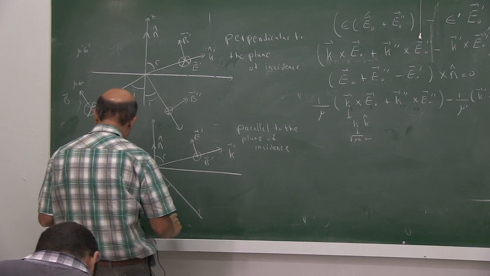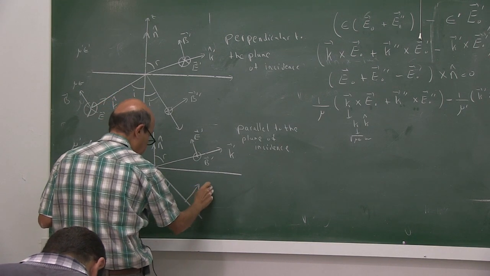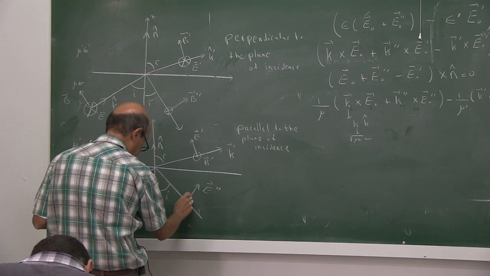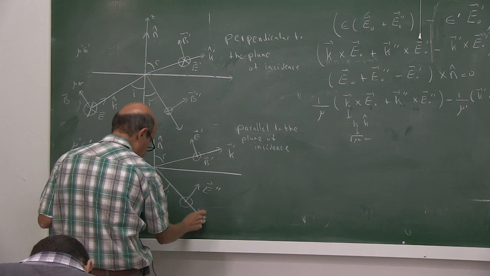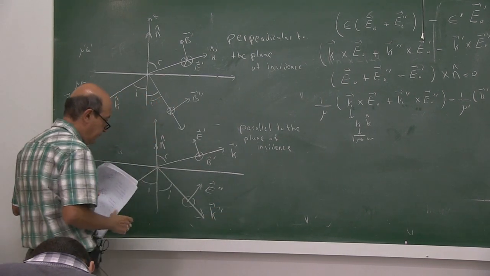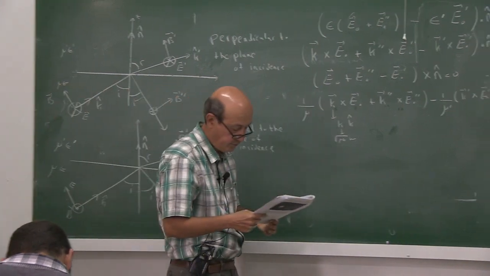This is I, let's say, E double prime for the reflected. That is B, and K double prime for the reflected. So this is the other polarization mode.